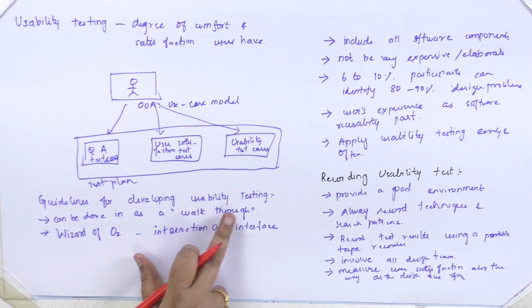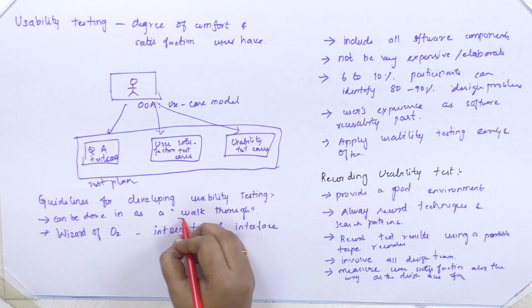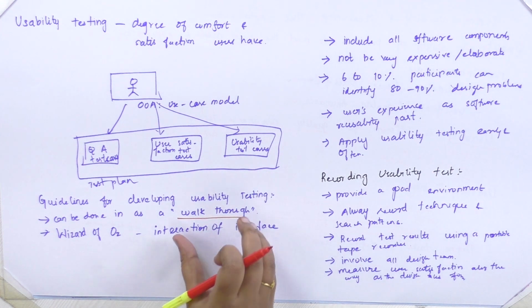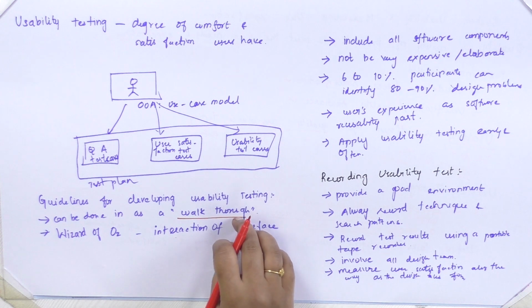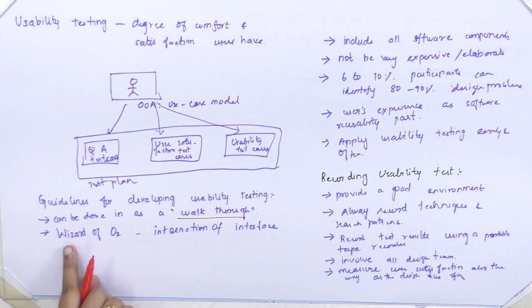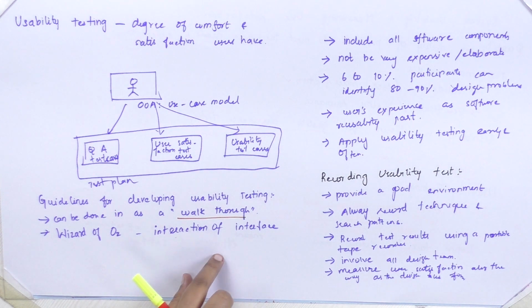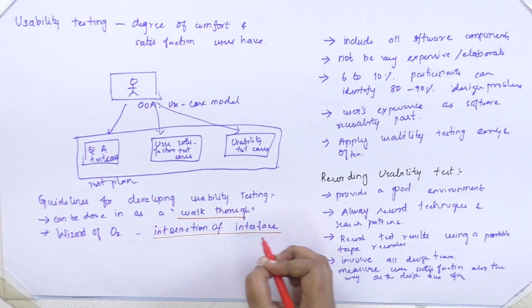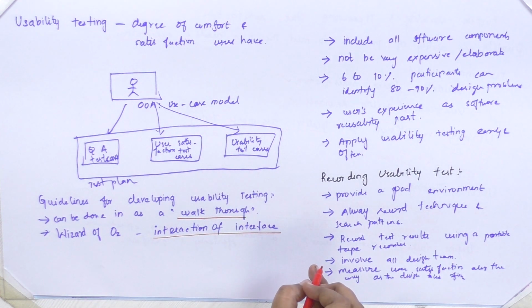You have some guidelines for developing the usability testing. Usability testing can be done as a walkthrough in which we take the users through some set of sample scenarios, and we ask about their impressions of how the software is working for those scenarios. You have one technique called Wizard of Oz. In the Wizard of Oz technique, a specialist simulates the interaction of the interface. So you will be testing the interaction between the interfaces.